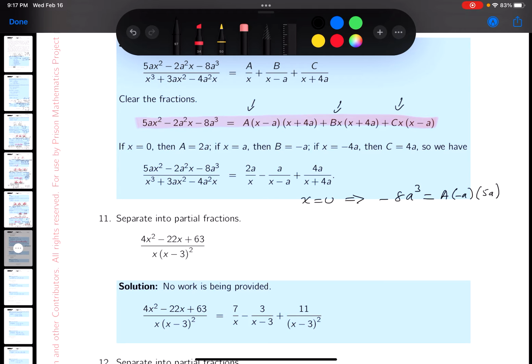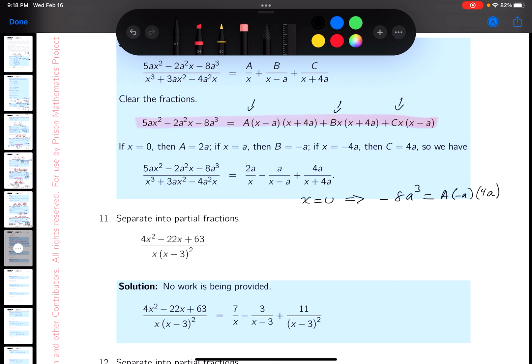Did I do that right? Oh, wait a second. I chose 0. I didn't get 5a. I made a mistake. If I chose x to be 0, and I apologize for making that mistake, by the way, it would just be 4a. I realize lots of people make mistakes.